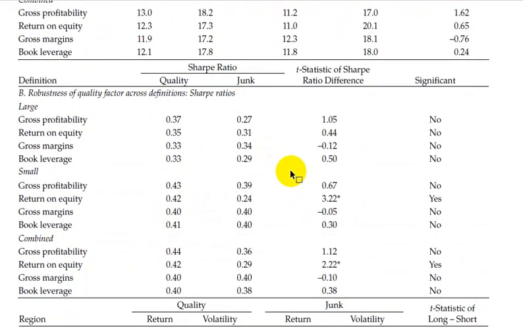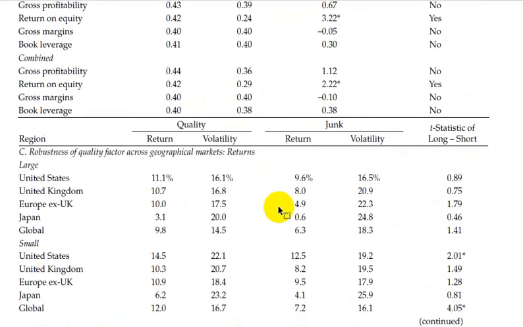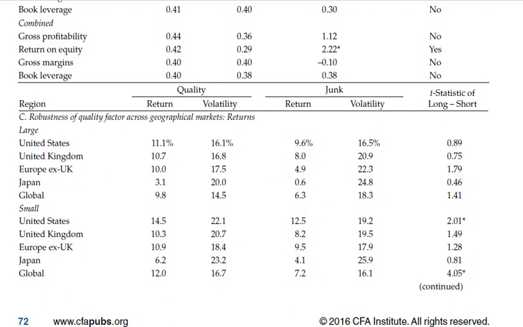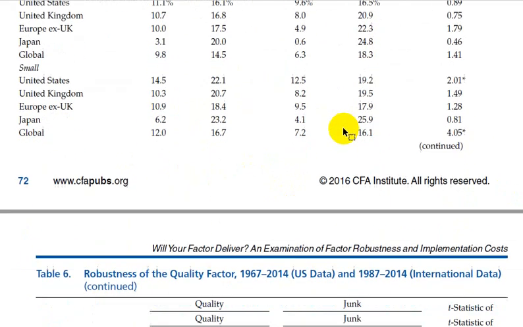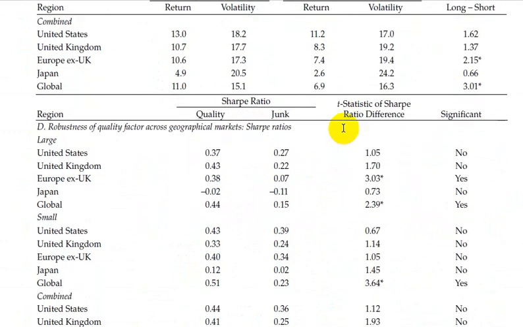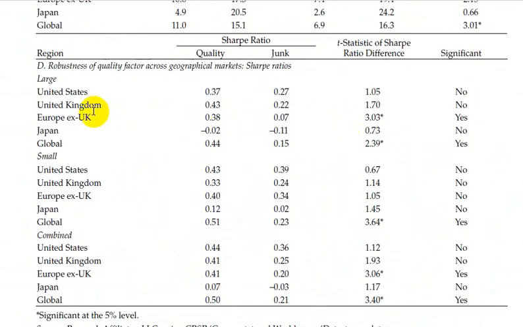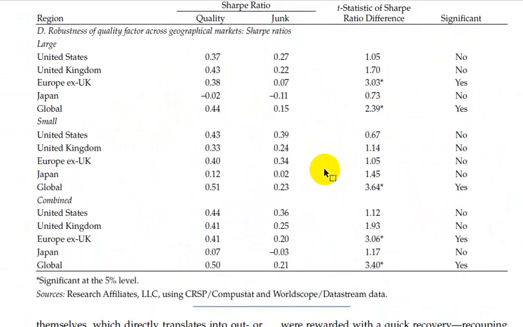From a Sharpe ratio perspective, that's still the case, where investing in quality maybe doesn't earn you a higher return than investing in junk stocks on a risk-adjusted basis. Internationally, we reach the same conclusion, where it may not be beneficial to invest in quality stocks over junk stocks. We do see a few cases, though, like Europe ex-UK and the global index, where it works.